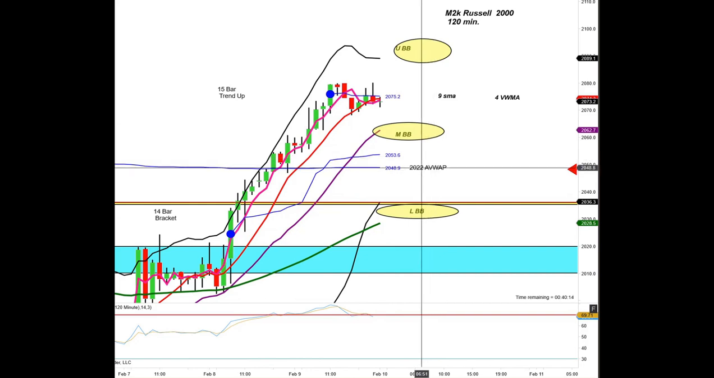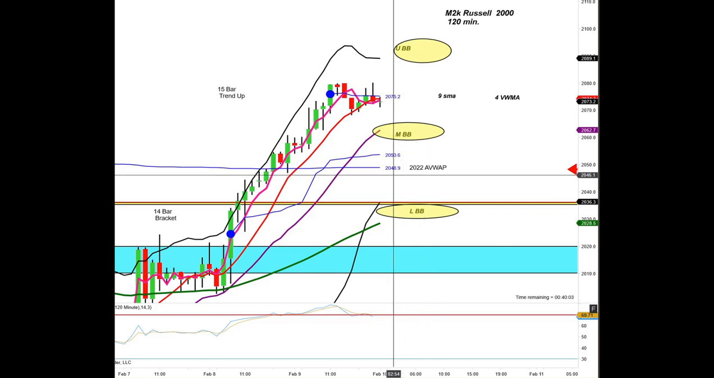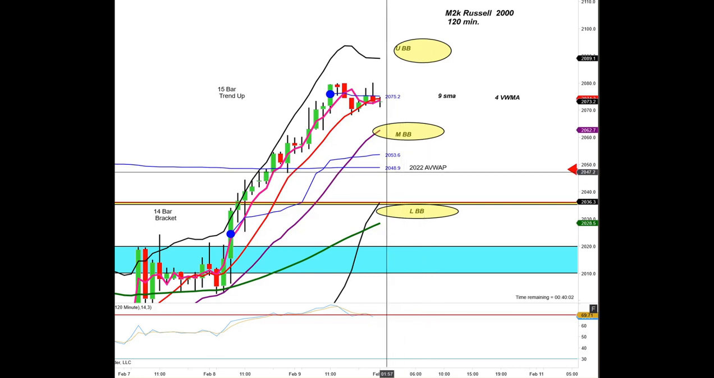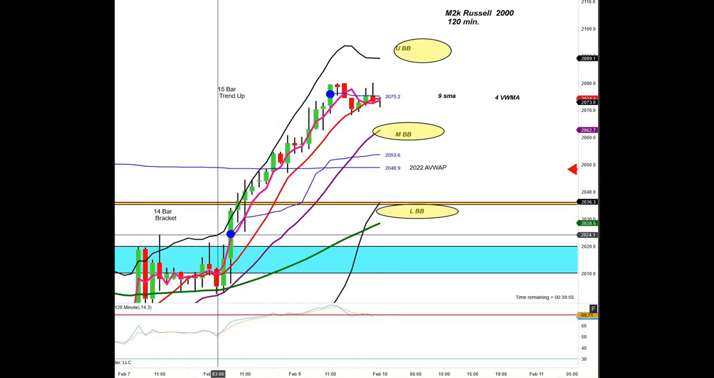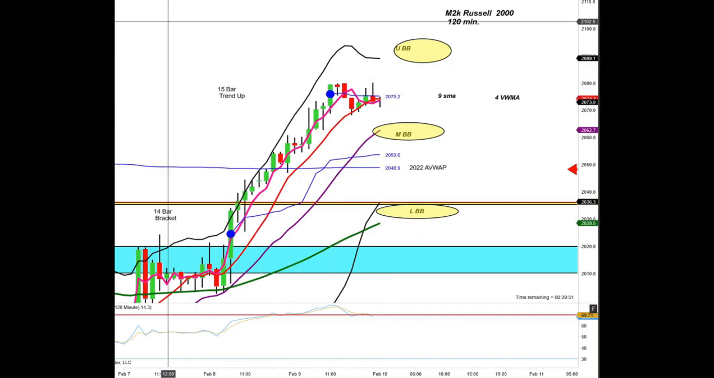And the other level I'm very interested in is look at this 2022 anchored volume weighted average price at 2049, rounding up here a little bit. And the reason that's so important is we have never been above the anchored VWAP until this rally. So the question is, does this rally continue? Does it have legs? Is it going to confound the narrative?